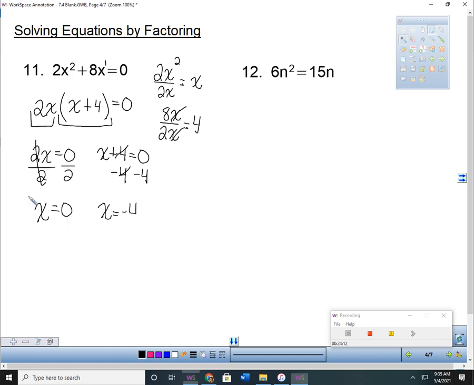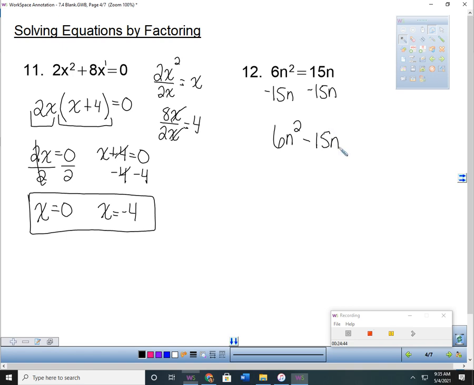So these are the two numbers that if I plugged them into this equation, I would get 0 as an answer. So on number 12, if you'll notice, you don't have a 0 over here. So I'm going to move this positive 15 over to the other side. Now, I cannot combine 6n squared with negative 15n. They are not like terms. So I'm really just going to take this 6n squared minus 15n. I'm just kind of butting them up next to each other. Equals, and then 15n minus 15n just gives me 0.